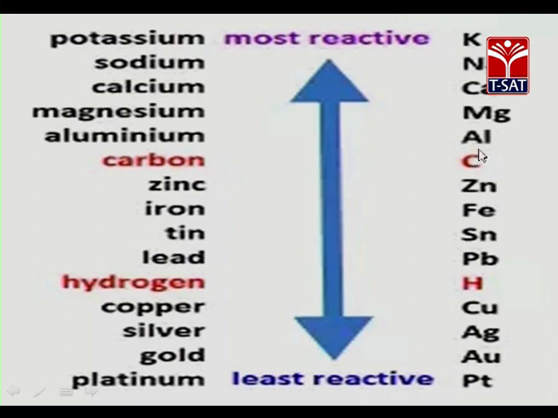Then carbon is a non-metal. Now, coming to the next reactive metal, that is zinc, then iron, tin, lead. And now, here we have hydrogen. This is nascent hydrogen. Then the next reactive metal is copper, silver, gold, and the least reactive metal is platinum. You have to remember this reactivity order, children.